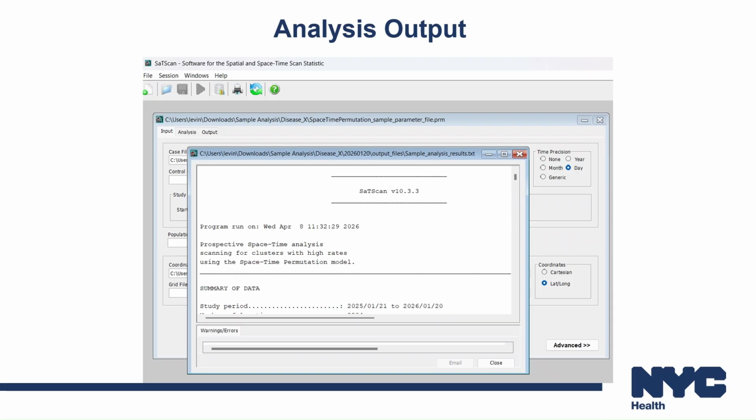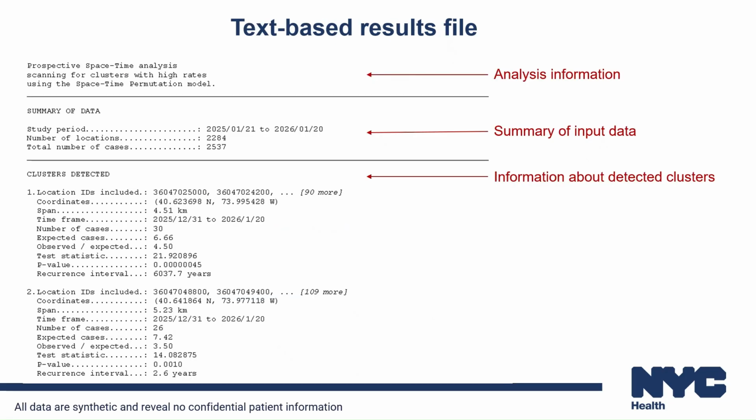When an analysis is finished running in the SaTScan user interface, a results window appears with the results of the analysis. These results are also saved as a text-based file in the output folder and contain information about the analysis, the input data, and the clusters detected. The first section of the file contains the analysis information and shows that we ran a prospective spacetime analysis scanning for clusters with high rates using the spacetime permutation model.